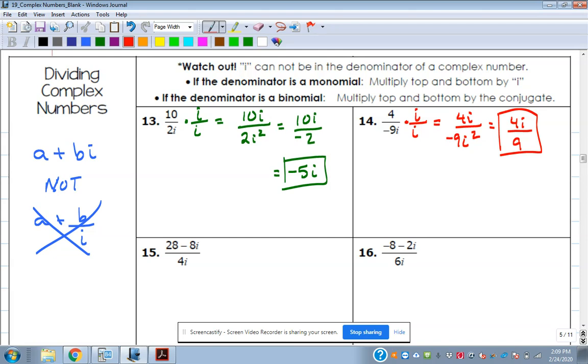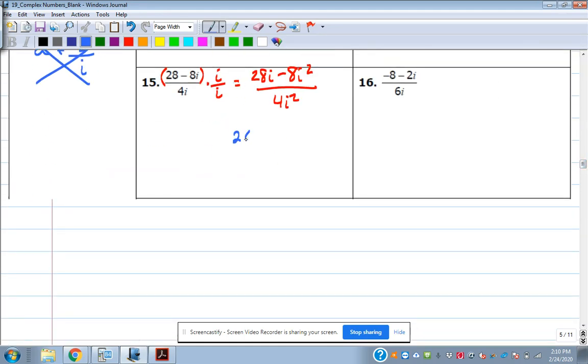Okay, now number 15. Look at the denominator. Got that i in it again. All right, we've got to get rid of that. How did we get rid of it in 13 and 14? Multiply both top and bottom by i. On the top, we have to distribute i times 28 and i times -8i. It's the distributive property up top. So it's going to be 28i minus 8i squared. On the bottom, it's 4i squared. What do we know the i squared stuff does? Changes the sign, right? So that's 28i plus 8 over -4.